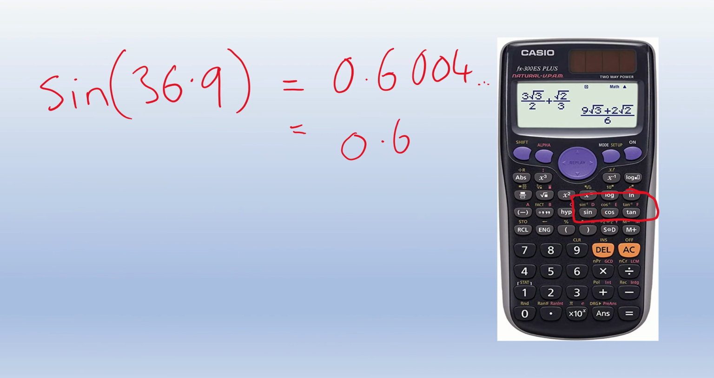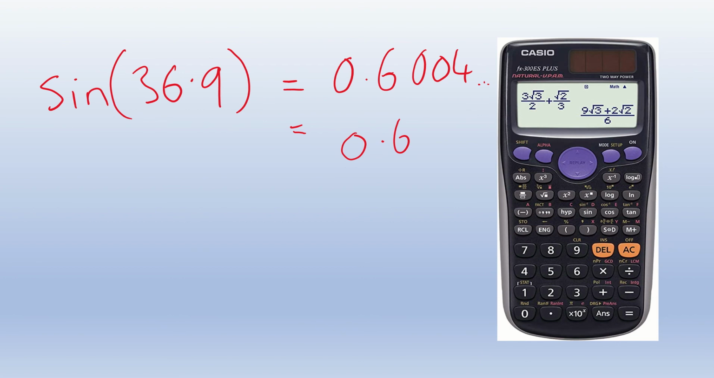You'll notice also, I'll just take the red away, just up above my sine button is a sine and then a little -1, and the same for cos -1 and tan -1. We'll come to that in a minute too. They're going to help us out in a little bit.